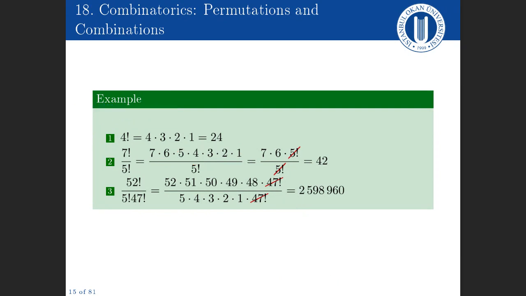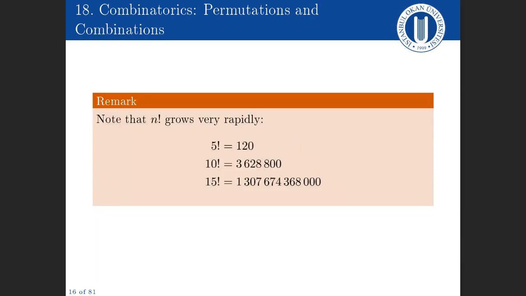And the sort of thing that we would be doing in this chapter, as you will see soon, 52 factorial divided by 5 factorial, 47 factorial, I'll leave this for you to check, is 2,598,960. Now, note, n factorial grows very rapidly. 5 factorial is 120, but 10 factorial is over 3 million. Just going from 5 to 10, and we've jumped up a lot. Jump up another 5 to 15 factorial, and we're over a British billion or an American trillion.